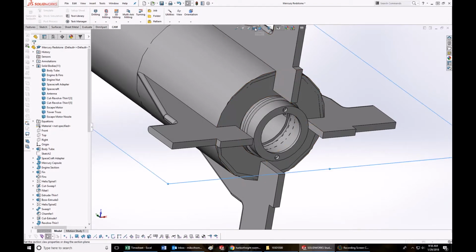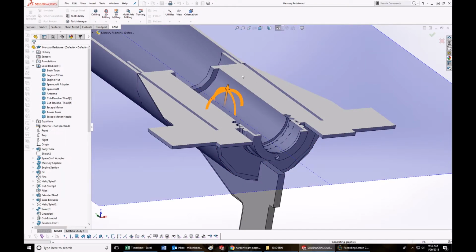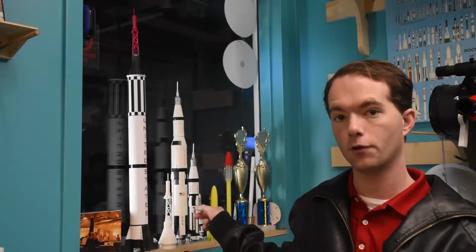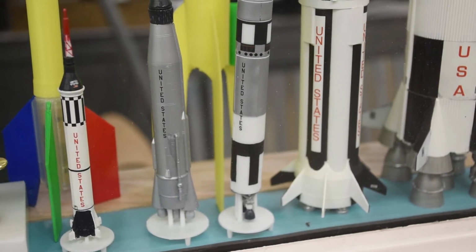I had set up equations in SOLIDWORKS to scale these parts based on the size of the tube that I had available. And the scale worked out to be about 1 in 33, which is a little bit arbitrary, but it's a nice 6x from my 1 to 200 scale Redstone over here.